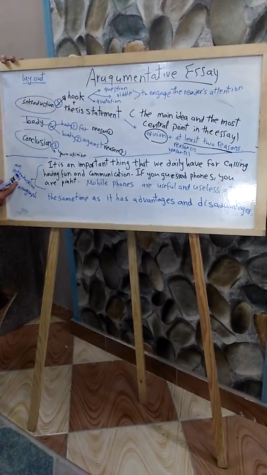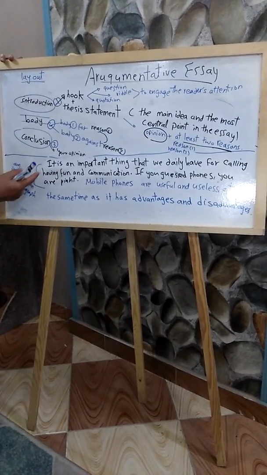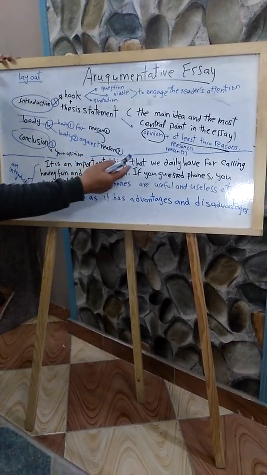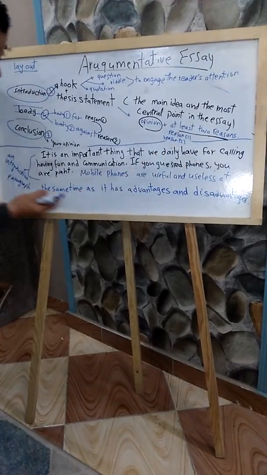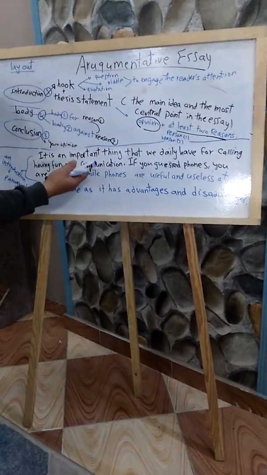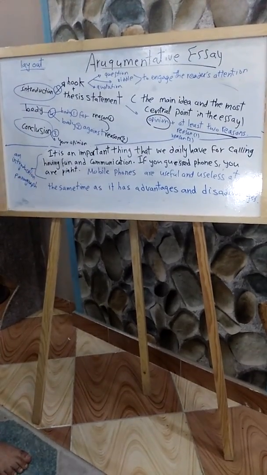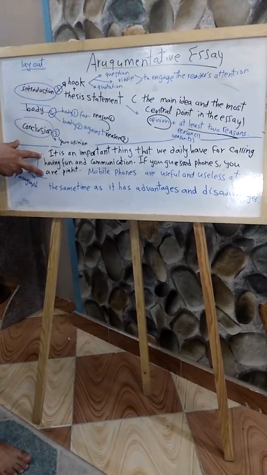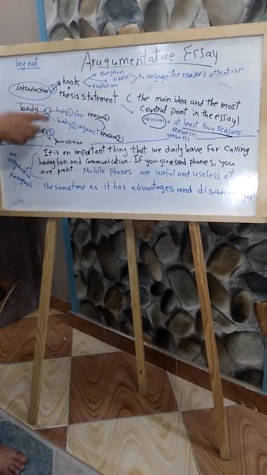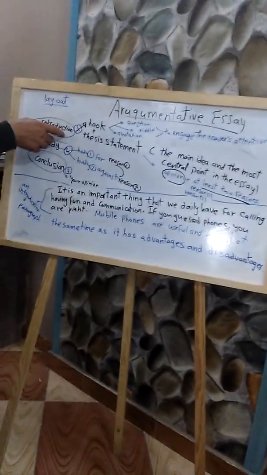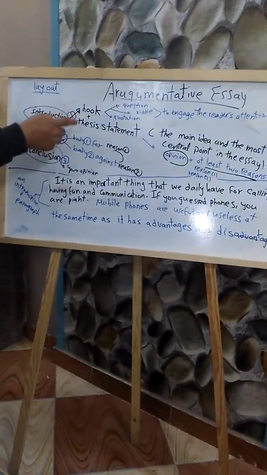Here we have an example. Look here, it's an introduction paragraph. It's an important thing that we have daily for coding, having fun, and communication. If you guessed phones, you are right. Look at the black handwriting. What is it? It's the introduction. What part of the introduction is here? Is it the hook or the thesis?